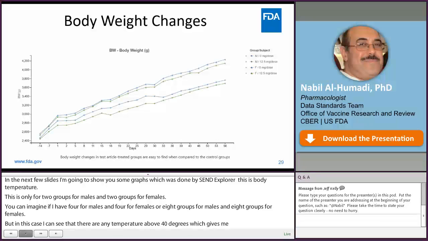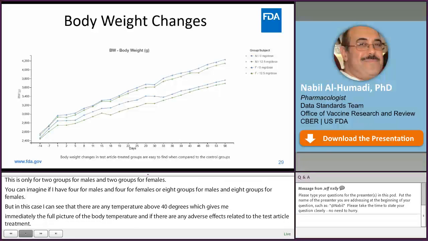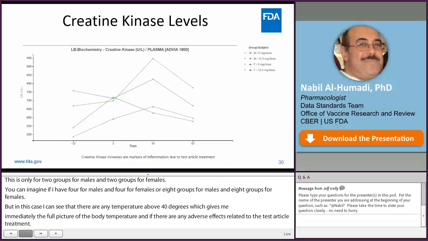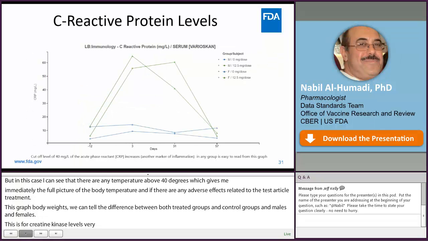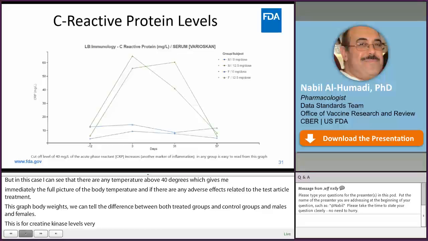In this graph, body weights, we can tell the difference between both treated groups and control groups in males and females. And this is for creatine kinase levels. Again, it is very important to see from one look, we can tell the difference between the treated group and the control. C-reactive protein is one important biomarker for inflammation.